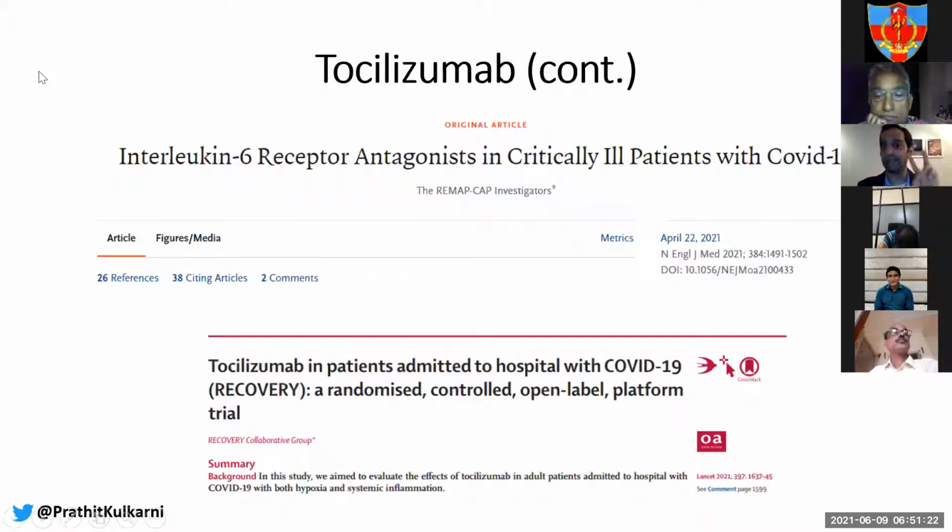However, in last 2 months, 2 new studies have been published. First was from United States, published in New England Journal in April. Second was from a recovery trial in United Kingdom, published in Lancet in May 2021. Both of these trials were excellent. And in particular, the recovery trial had almost 3,000 patients in this trial. And these 2 trials, unlike the prior 5 trials, these showed mortality benefit from tocilizumab. Let me show you the next slide.